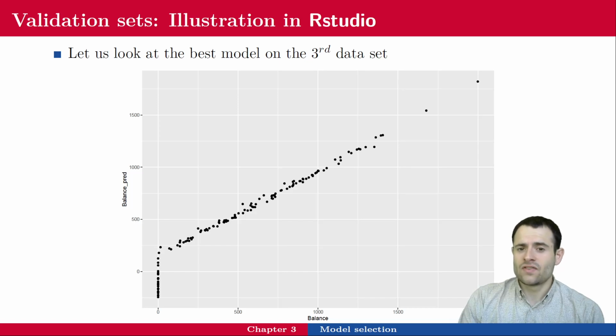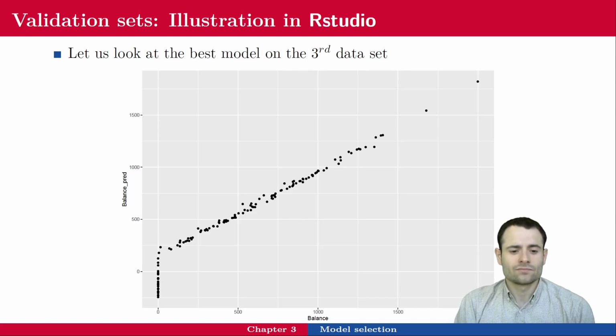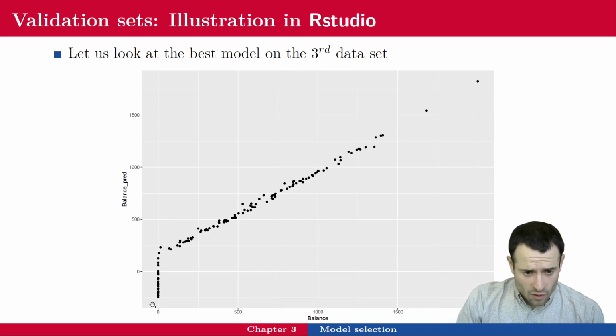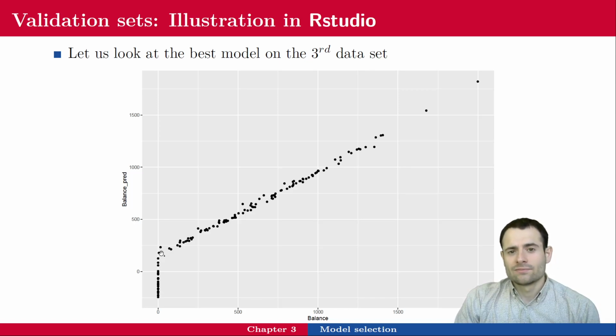But the selection of these variables came from another data set. It came from my training data set and my test data sets. There are a couple of observations here which are not super well predicted. Those are the ones at the limit, at the border, the ones who reported no credit card debt.